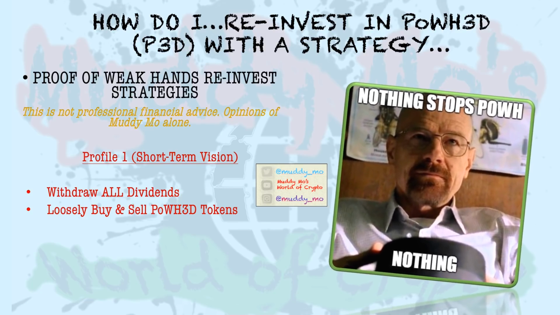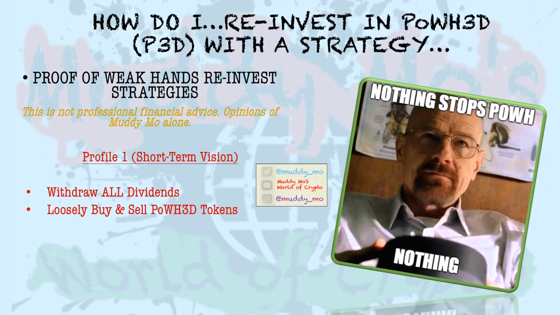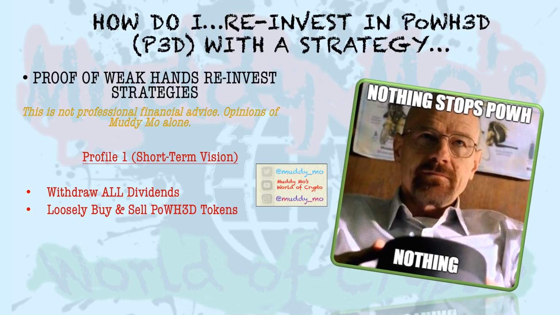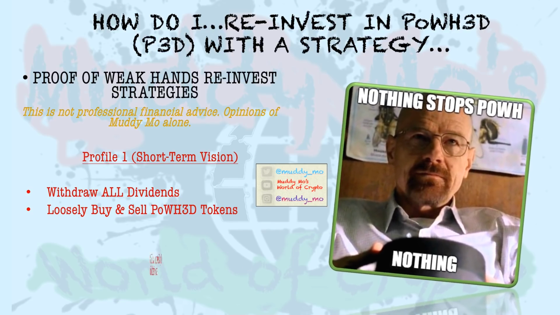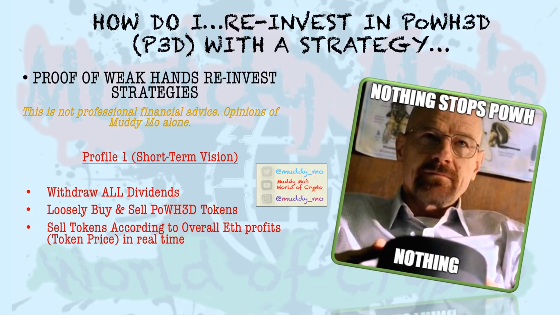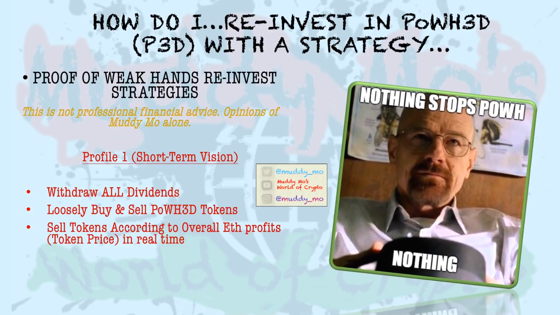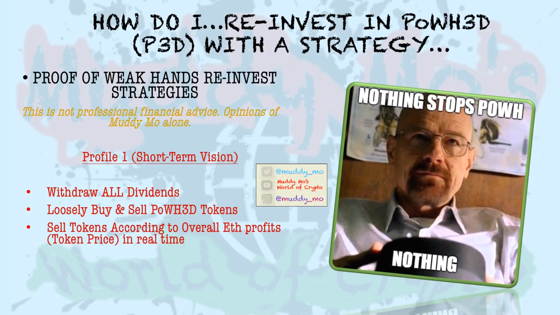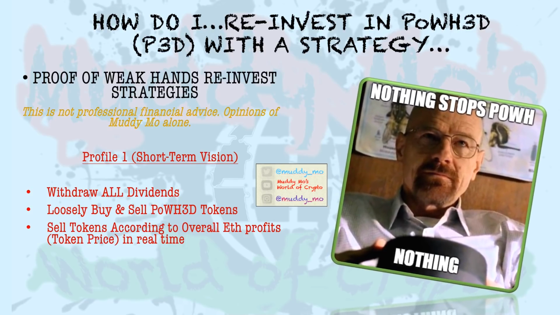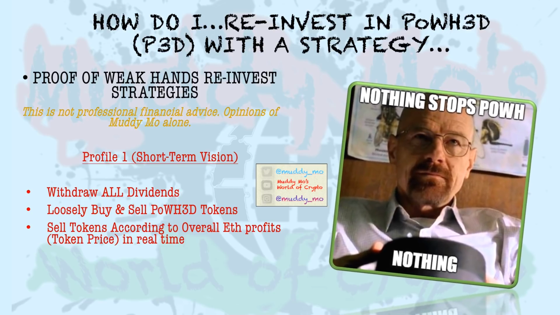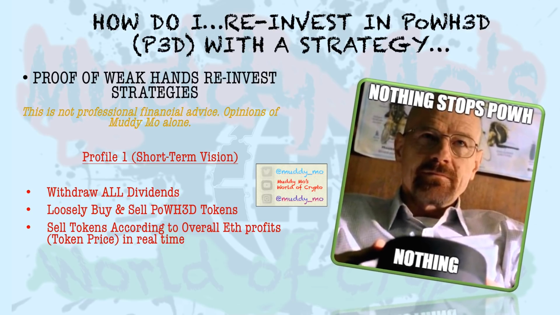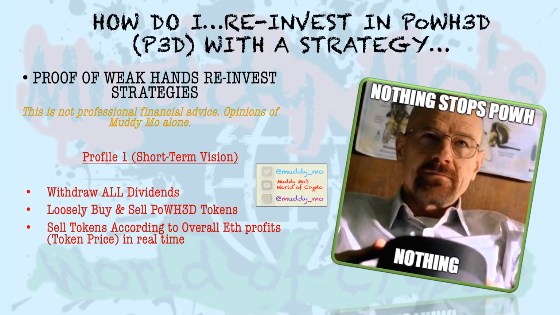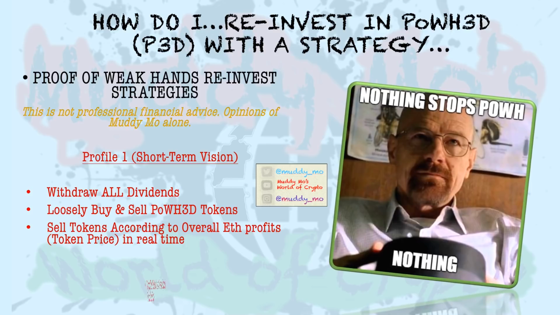They jump out, and they also loosely buy too. They might just jump in at random or under a lot of FUD and a lot of talk about what's going on. They also sell tokens according to their overall Ethereum profits. So depending on how much they made, that determines how much they sell their tokens for. So the token price is in real time to them. Whatever the price is that day, if they made money, they'll sell. If not, they might hold. I don't know. So that's their profile type.